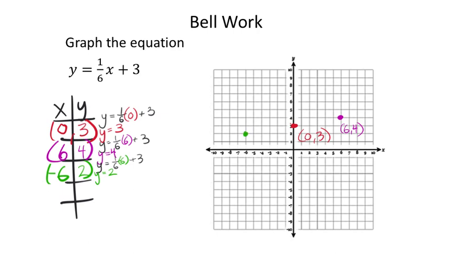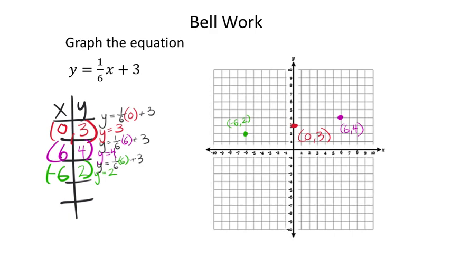So I'll label that point at (-6, 2). And that's all the points I can fit. If you were to use 12 as your x, and again, I'd use 12 because it's a multiple of 6, which is the denominator, then you'd have 5. But 12 is way over here, and then it's off the graph up here.